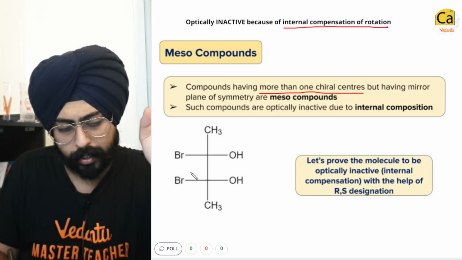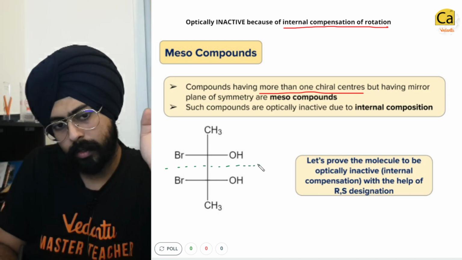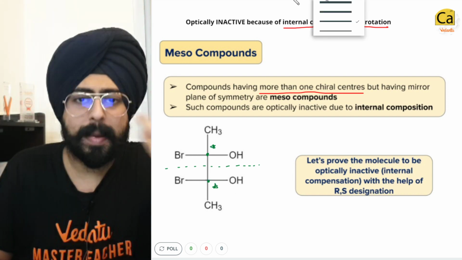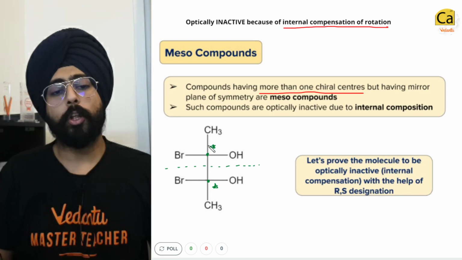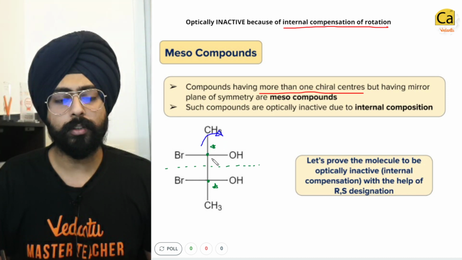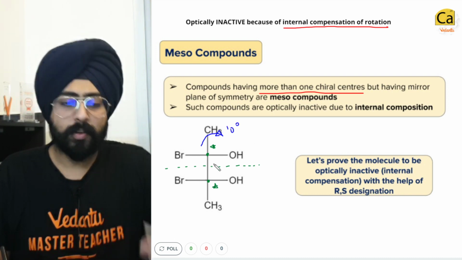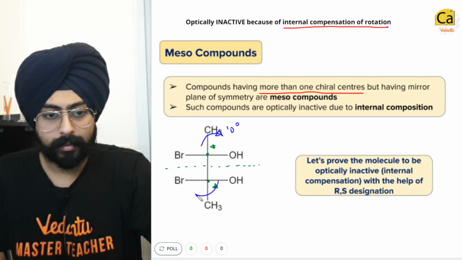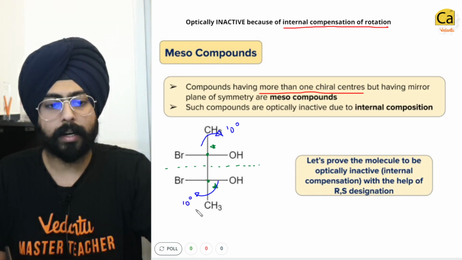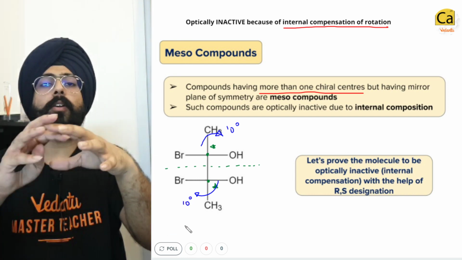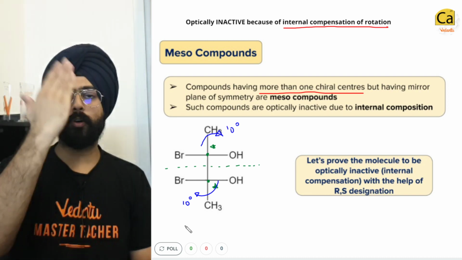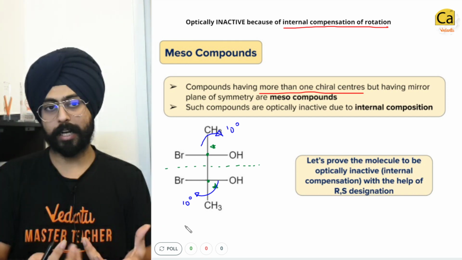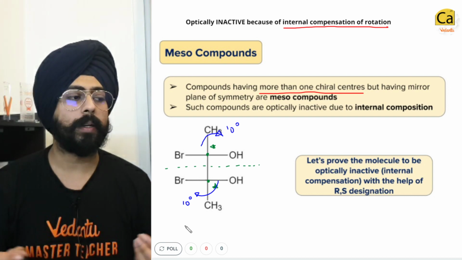See, do you realize that in this particular structure, if I divide this into two halves, the top half is optically active, so is the bottom half. So imagine that when light strikes this structure, the top half rotates the light in the right hand side direction, clockwise, by, let's say, 10 degrees. The bottom part, since it is symmetric, right opposite to it, will rotate the light in the left hand side, anti-clockwise direction by 10 degrees. So internally itself, the rotation is compensated. One half of the molecule rotates it towards one side, the other half rotates it towards the other side. Internal compensation of rotation causes these meso compounds to become optically inactive.